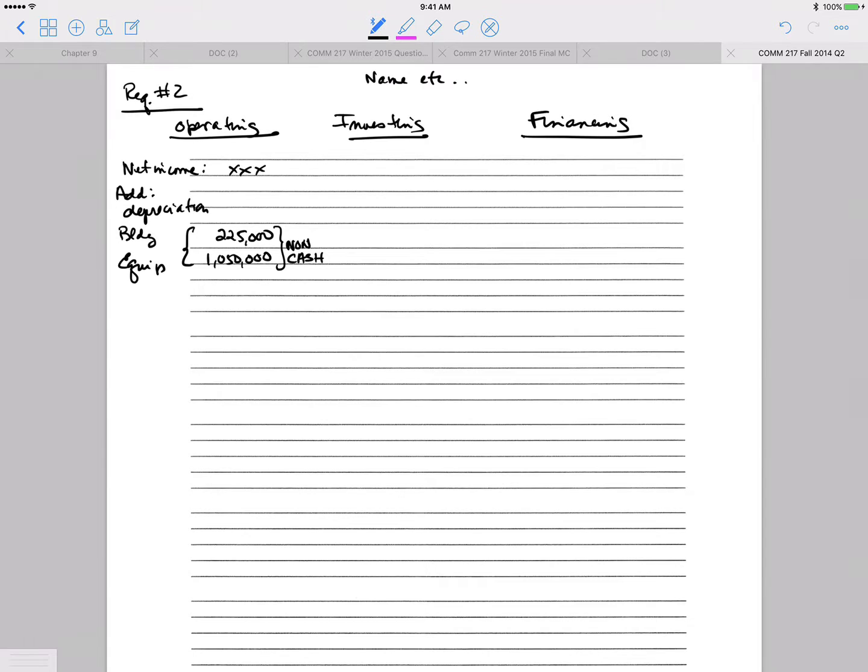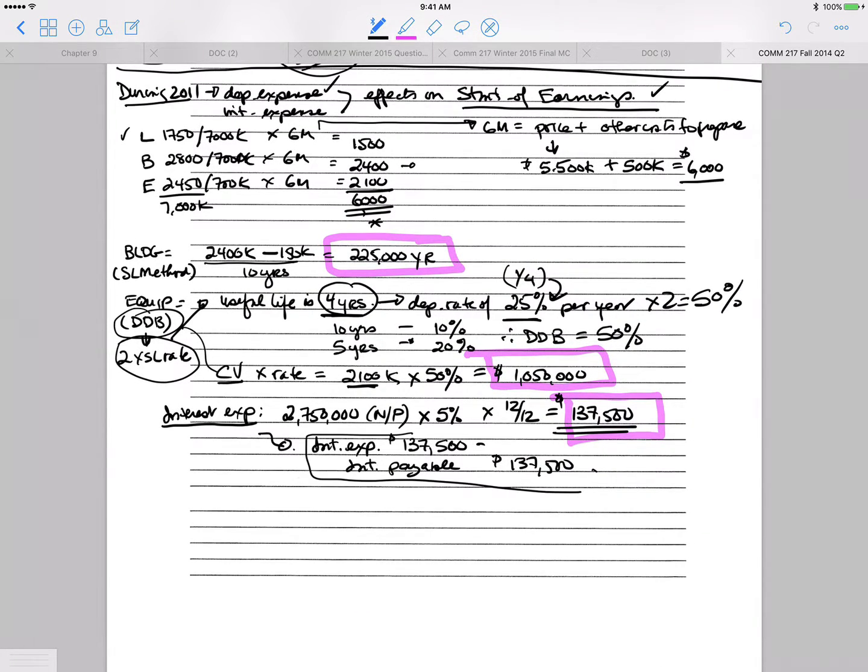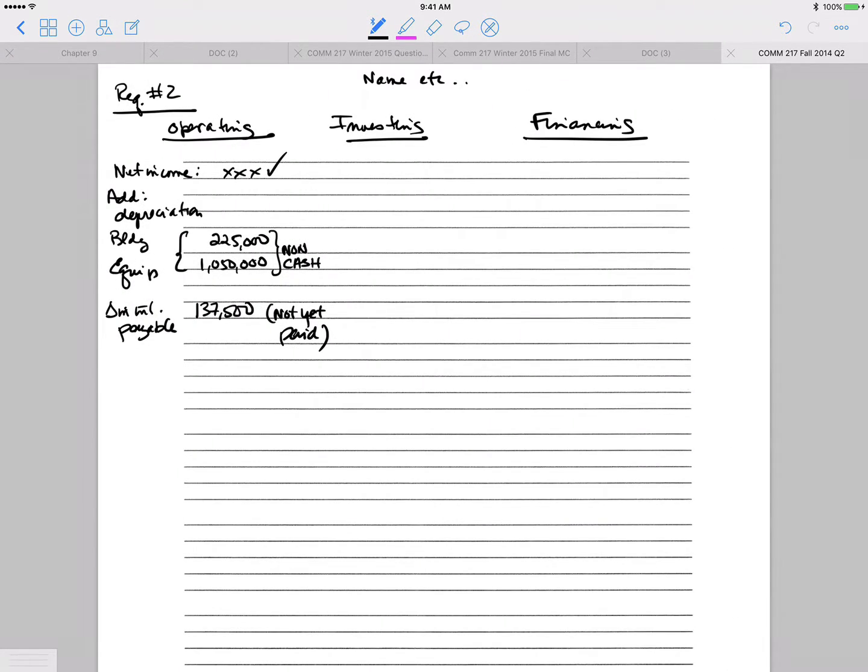The other thing we would do if we're using the indirect method is that we would add back $137,000. This is the change in interest payable, because this is not yet paid in cash. If you look at the journal entry I made, we have an expense on our income statement, but we increased our payable. So this was not paid in cash, which means that the income includes $137,000 that was not paid in cash. That's why we have to add it back. Any increases in your current liabilities need to be added back because it means you've incurred an expense and you haven't yet paid it from a cash point of view.